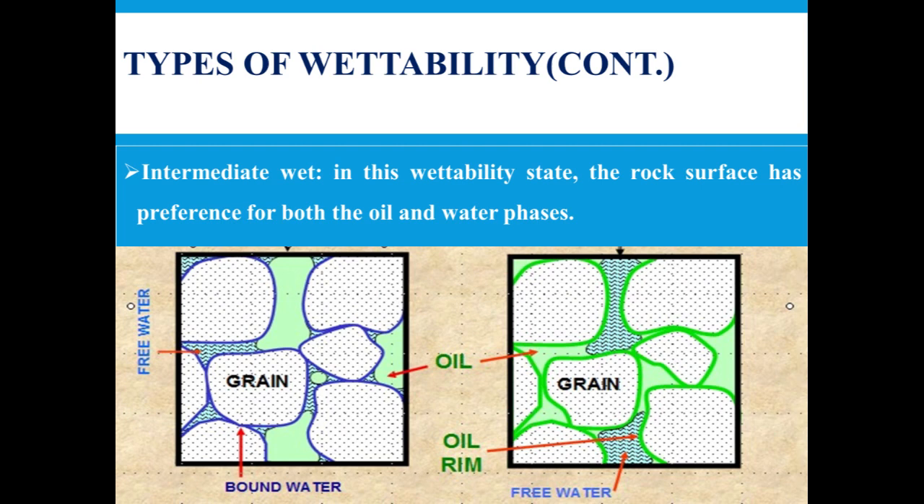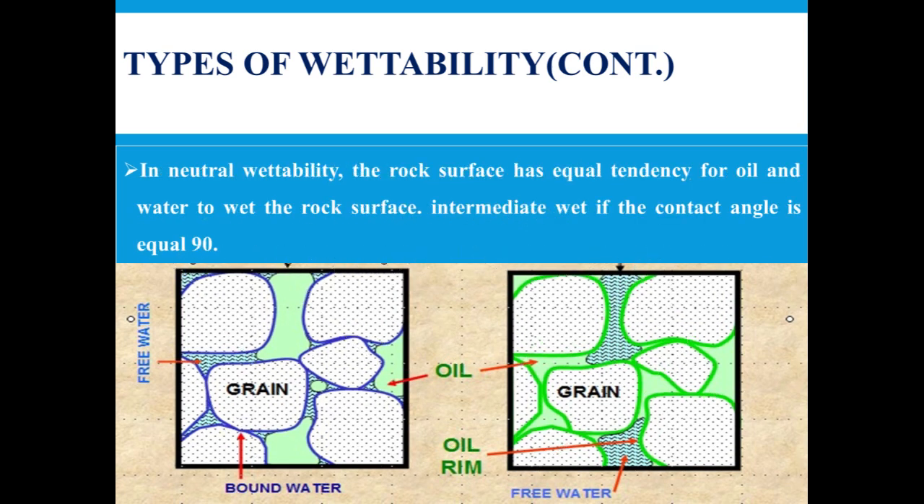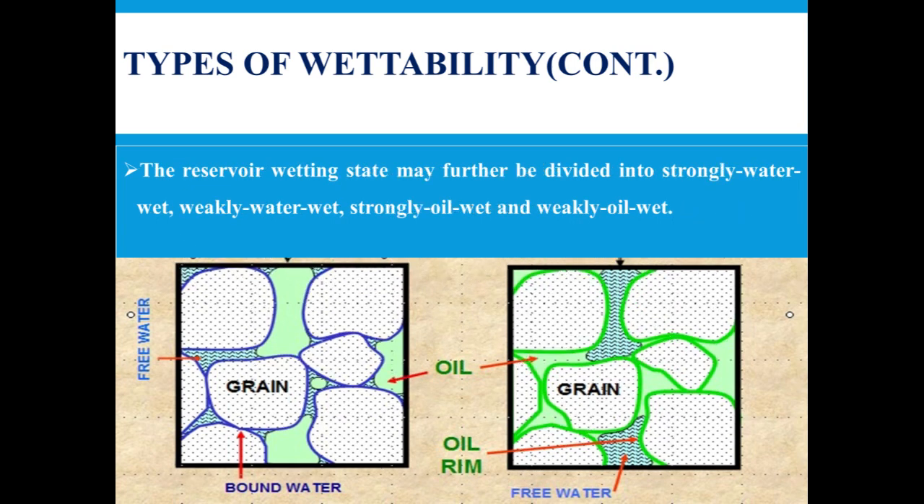Intermediate wet. In this wettability state, the rock surface has preference for both the oil and water phases. In neutral wettability, the rock surface has equal tendency for oil and water to wet the rock surface. Intermediate wet if the contact angle is equal to 90. The reservoir wetting state may further be divided into strongly water wet, weakly water wet, strongly oil wet, and weakly oil wet.